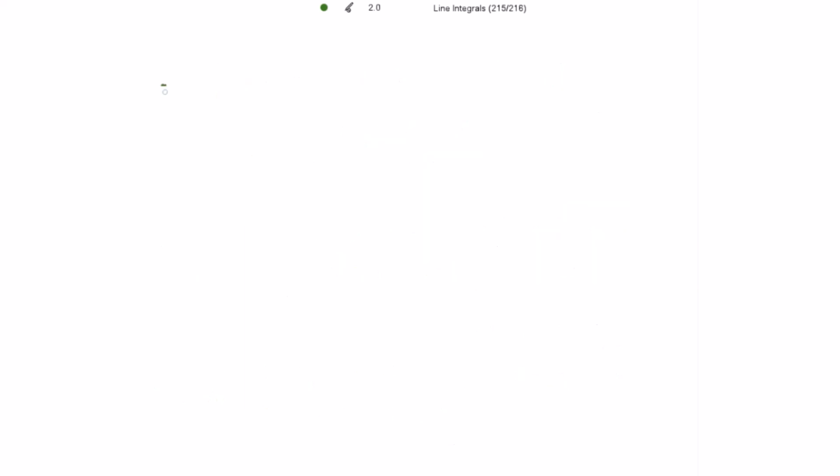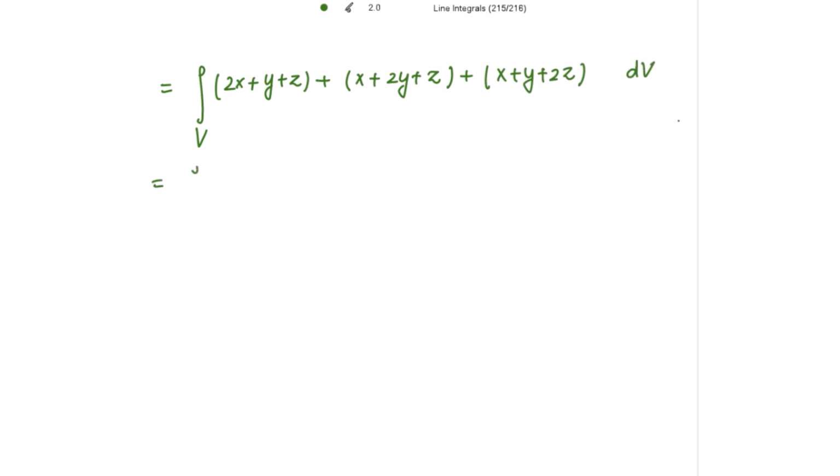Similarly the other terms. So this is equal to the volume integral of (2x plus y plus z) plus (x plus 2y plus z) plus (x plus y plus 2z) dV. So this is equal to the volume integral of 2x plus x plus x, this becomes 4x. Similarly, y plus 2y plus y, again this becomes 4y, and then plus 4z. So taking 4 outside, we get 4 times the volume integral of (x plus y plus z) dV.